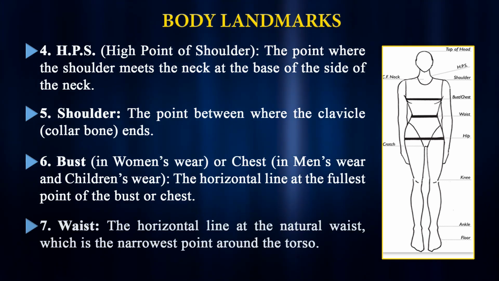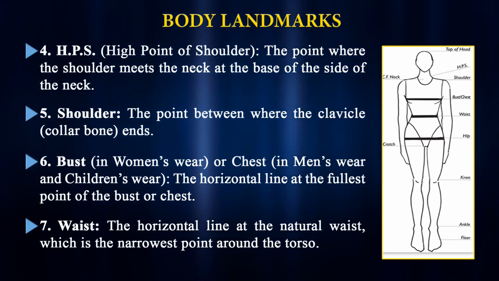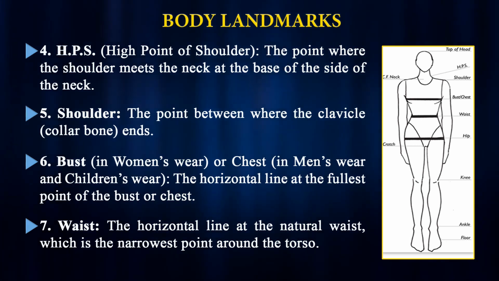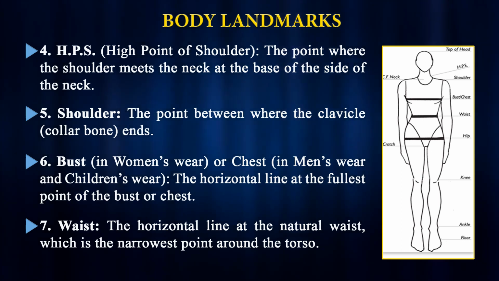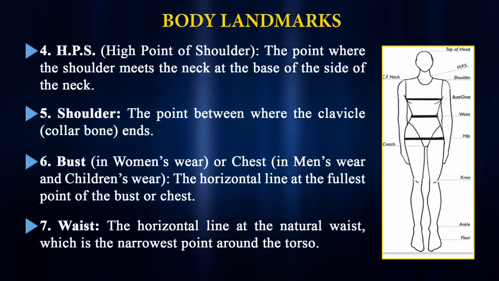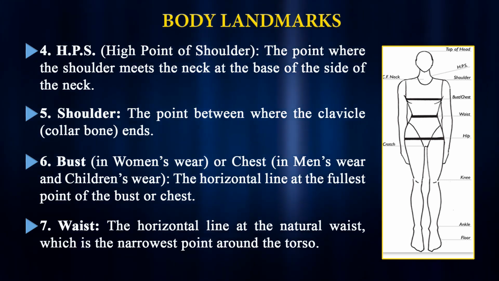Then we have the waist as a line for the body landmark, the horizontal line at the natural waist. In the picture you can see the first is the bust line, the dark line you can see. Then below the bust line is the waistline. When you see your body, there is a horizontal line, the natural waist. The narrowest point of your waist or your torso is said to be the waistline, and the measurement of that particular point is taken for pattern making.